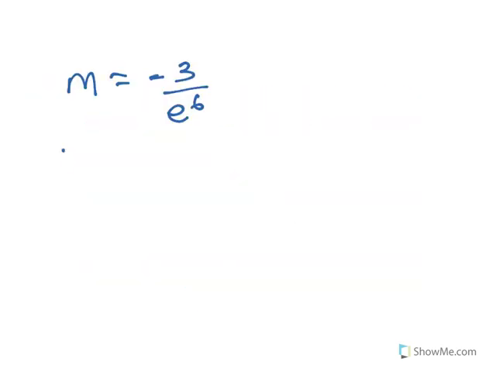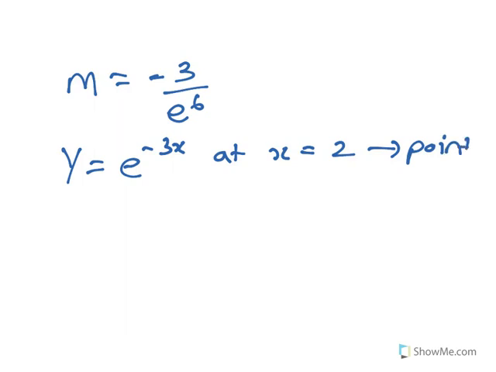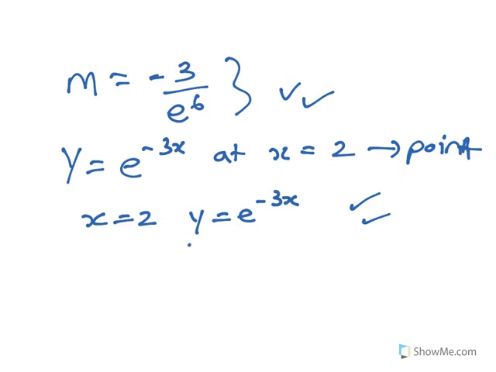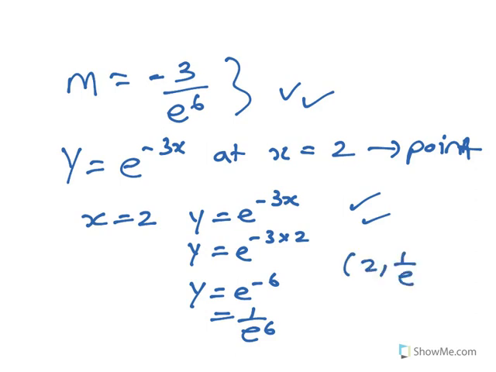Okay, now we have the curve y equals e to the minus 3x, and at the point where x equals 2, we need to find a point. Because if you want to find the equation of the tangent, you need the gradient, but you also need a point that it goes through. So if you put x equals 2 into the original function, y equals e to the minus 3x, it's minus 3 times 2, so y equals e to the minus 6. So that's 1 over e to the 6. So we have a point, 2, 1 over e to the 6. We have a gradient, minus 3 over e to the 6.